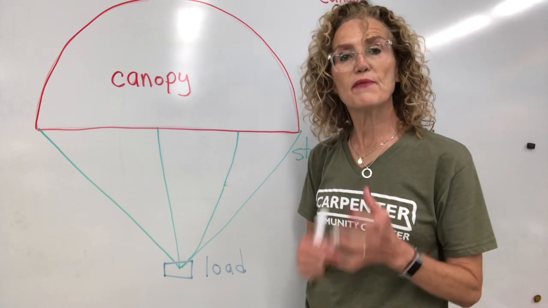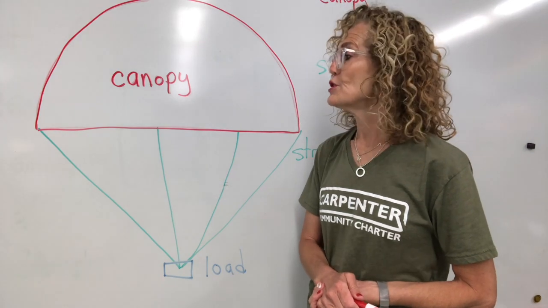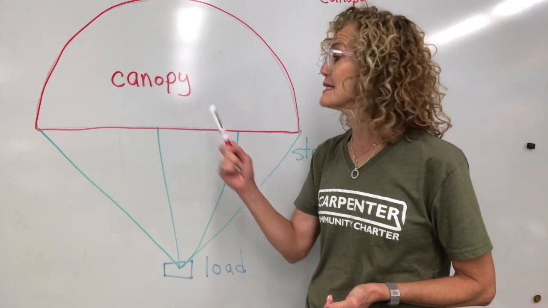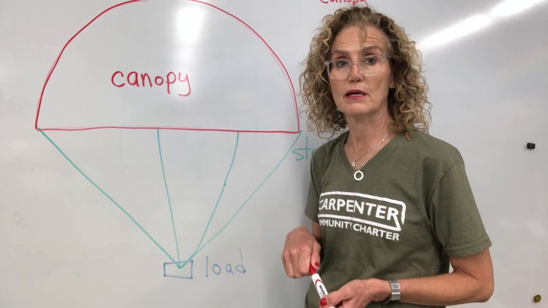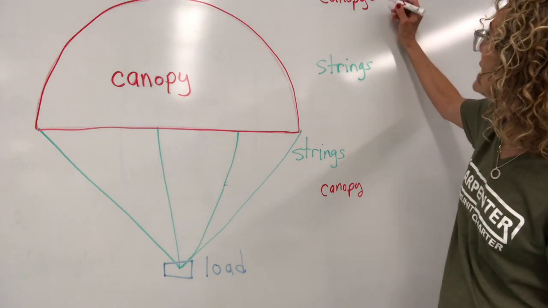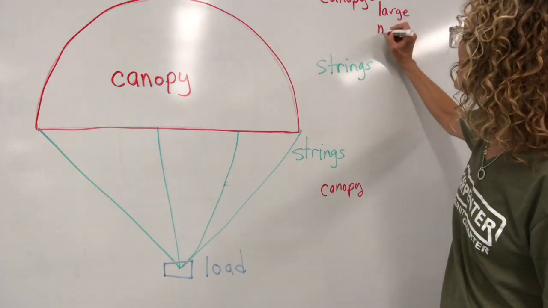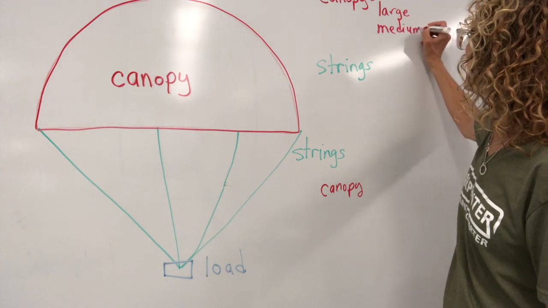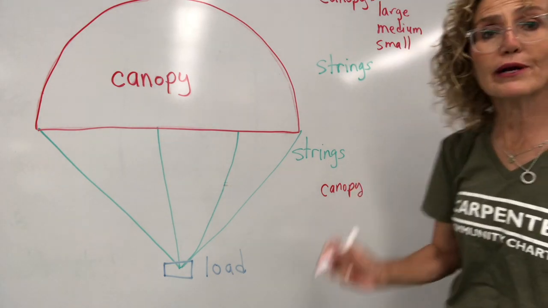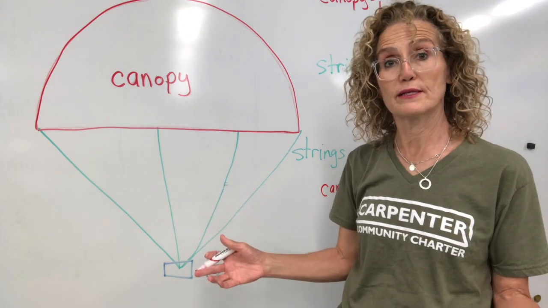So I think that there's some things that we should test. We should test the size of the canopy. We should test the length of the string. And we should test the type of material for the canopy. So let's take a look over here. On the canopy up here, I think we should test a large canopy, a medium size canopy, and a small canopy. And we're going to see which one is better, which one falls the slowest.